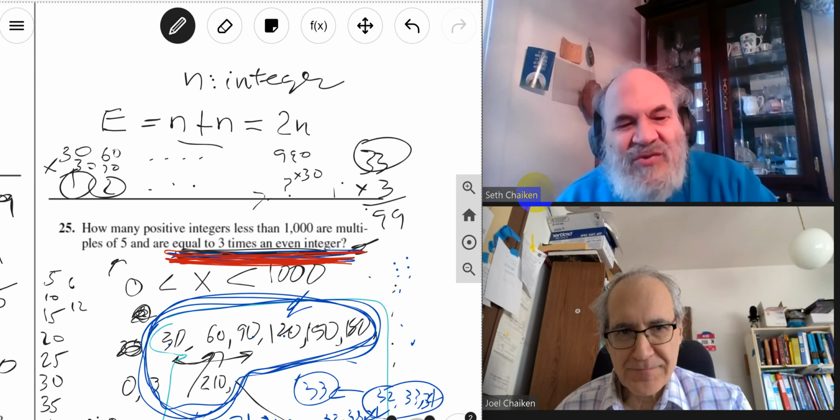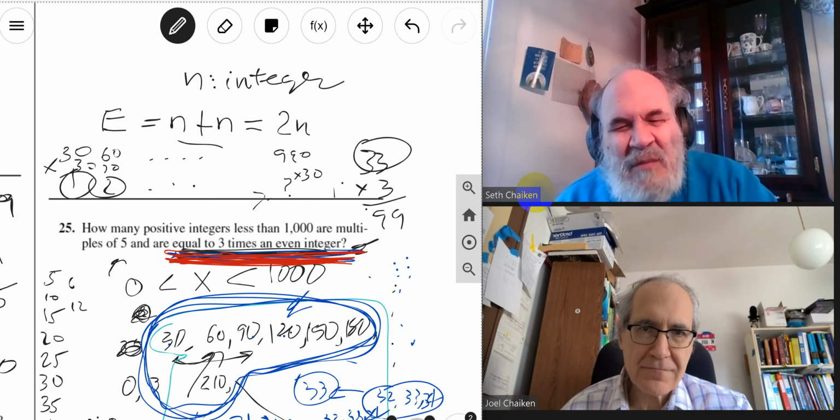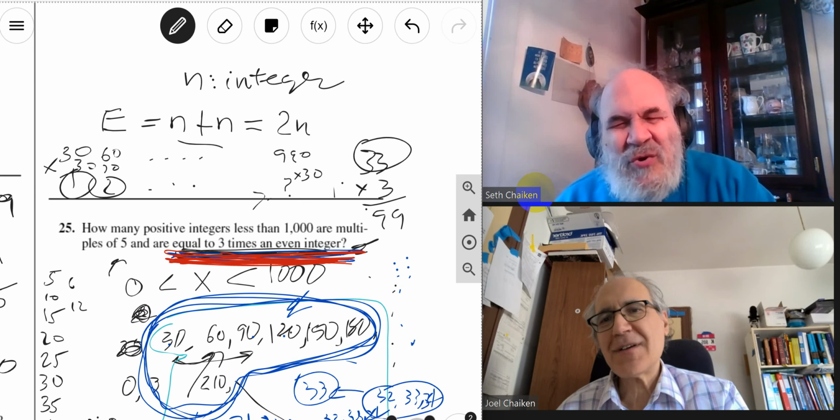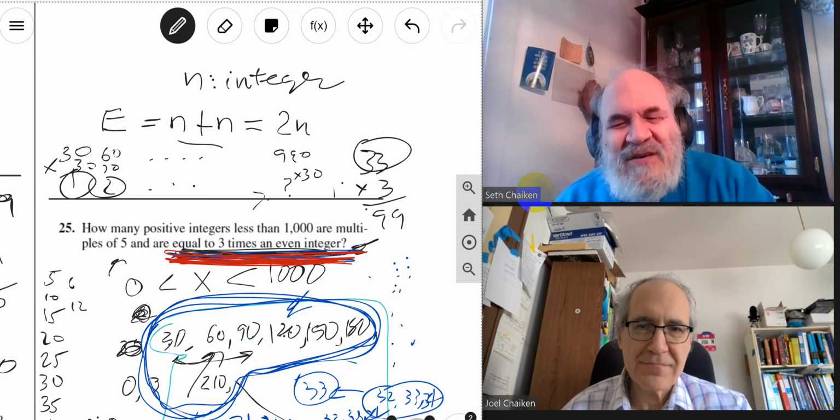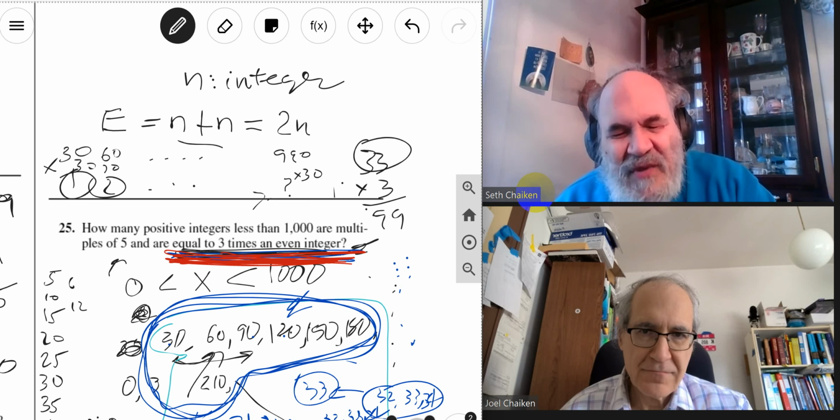And so they expect you to know that a number obtained by adding the same number to itself, n plus n, is the same as 2 times n, which is obtained by multiplying the number by 2. So they expect you to combine one characterization, multiple of 3, with the other characterization, multiple of 2. So it's a multiple of 3 of a multiple of 2.